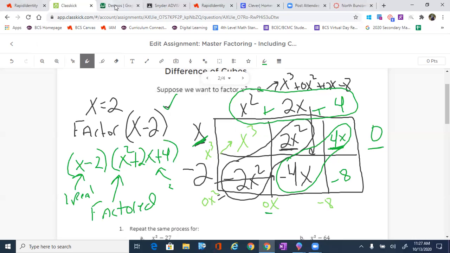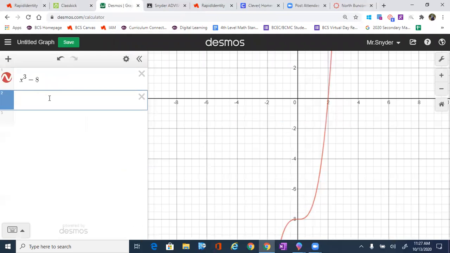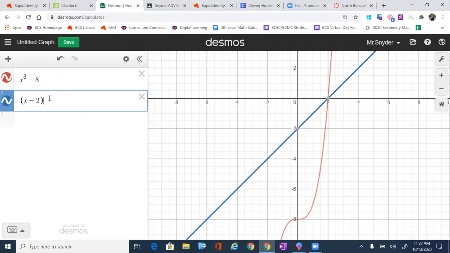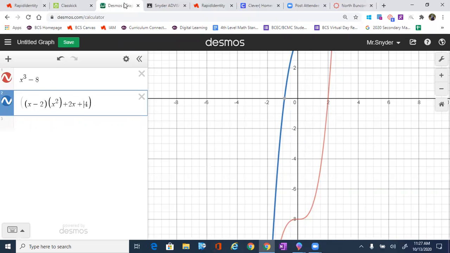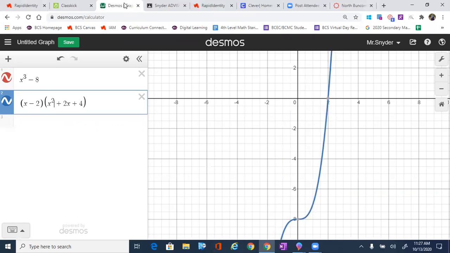But let's check to make sure that we factored it correctly. I go and type in my original factor, the x minus 2. You can see it actually goes to the x-intercept. That helps us out. And I'm going to type in the other one, x squared plus 2x plus 4, and close that in parentheses right here. You'll notice that it covers it up. That means x cubed minus 8 factors as x minus 2 times x squared plus 2x plus 4. We have done this factoring of that cubic correctly. We are in good shape.